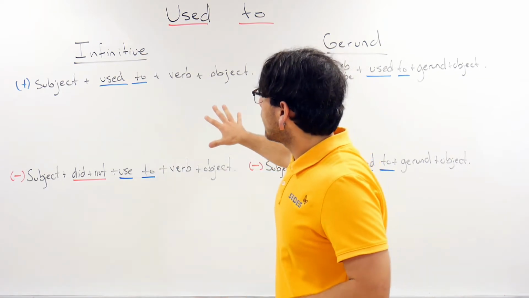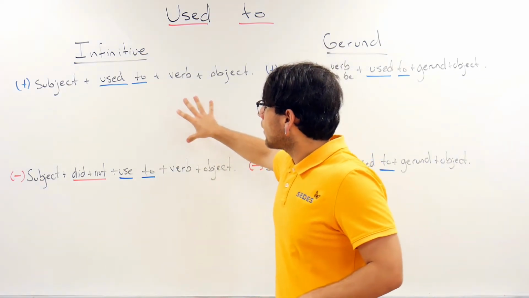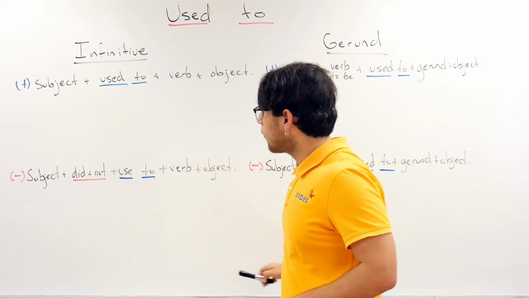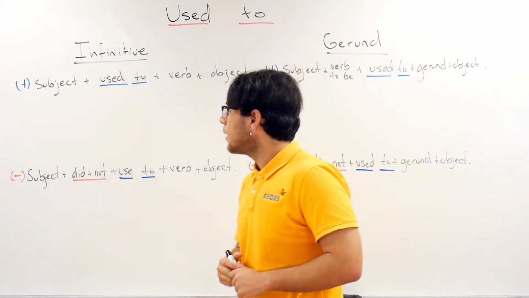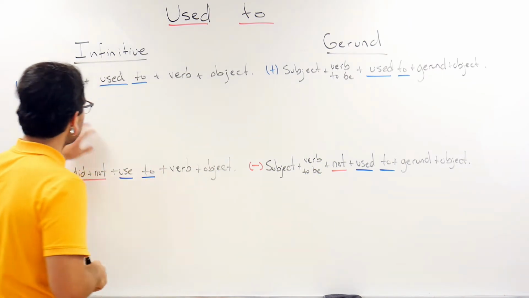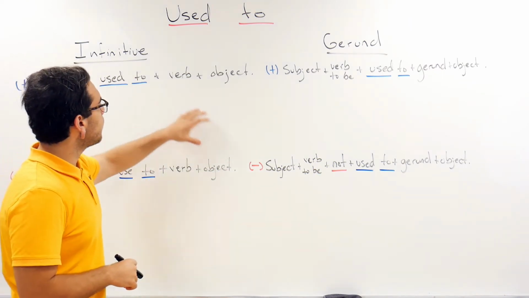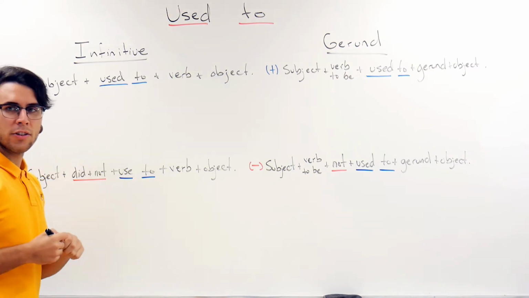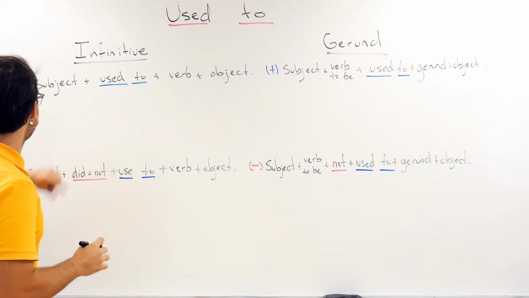So over here under infinitives, that's how we use it here. And we have the formulas, which we'll go over. First, we'll go over the positive. And we're going to have the subject, used to, the verb, and then the object. So we'll do two examples of each. First, we'll start with the subject.